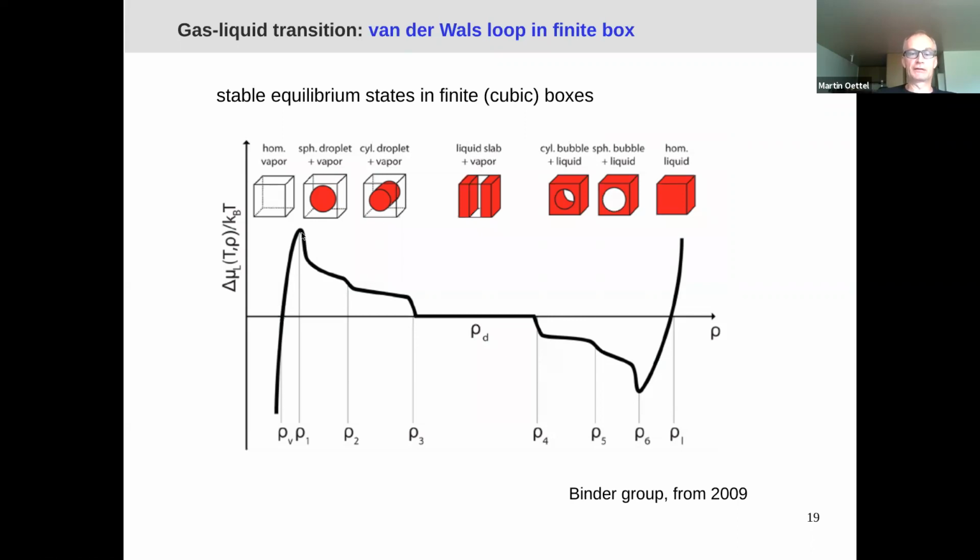You have a sequence of a supersaturated vapor to a droplet, to a cylinder state, to a slab state, and then inverse droplets, so a gas bubble, gas cylinder, gas bubble, to the homogeneous liquid again. And then if you make the system bigger and bigger, this van der Waals-like portion vanishes, and you end up with a flat chemical potential across the whole coexistence region.